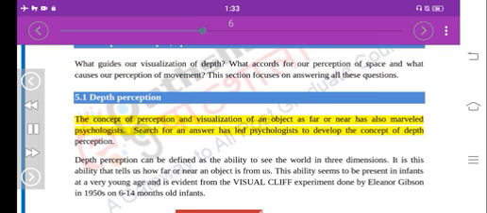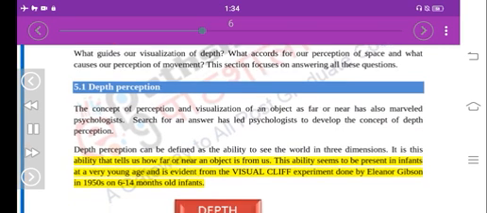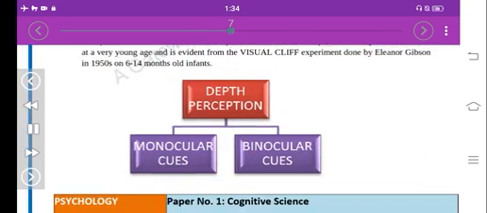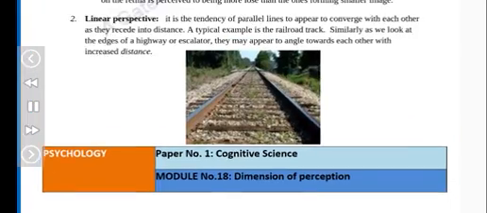The concept of perception and visualization of an object as far or near has also marveled psychologists. The search for an answer has led psychologists to develop the concept of depth perception. Depth perception can be defined as the ability to see the world in 3 dimensions. It is this ability that tells us how far or near an object is from us. This ability seems to be present in infants at a very young age and is evident from the visual cliff experiment done by Eleanor Gibson in the 1950s on 6 to 14 month old infants. Psychology Paper Number 1, Cognitive Science.